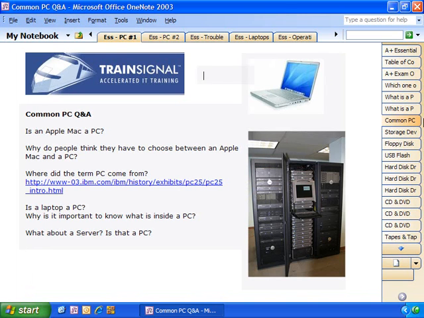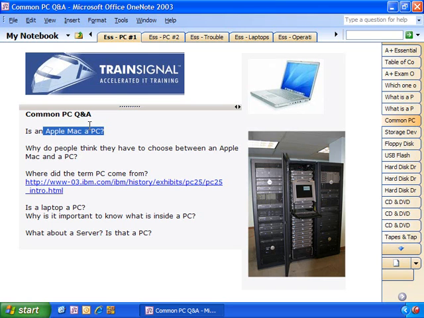All right, now we have some more common PC questions and answers just to make sure you're still paying attention and to make sure you're learning something. So, is an Apple Mac a PC? Well, that was one that we already answered, but it's an important question because for many years there's been this feud between Apple computers and PCs. Technically, an Apple computer is a PC. It's a form of personal computer.